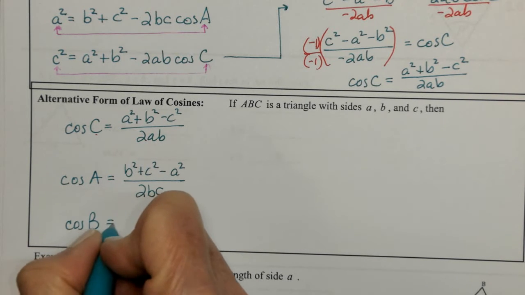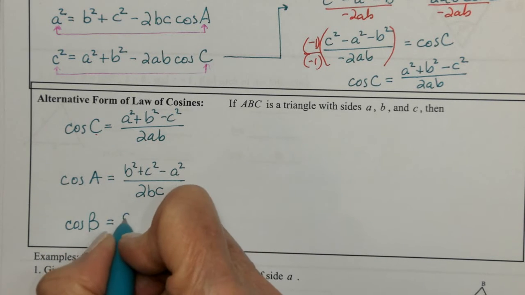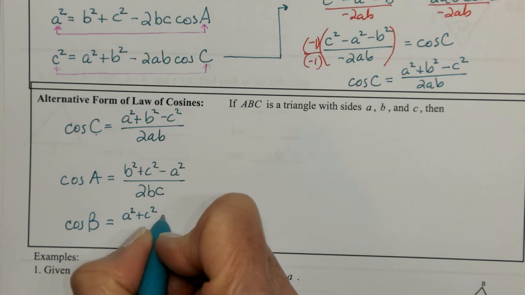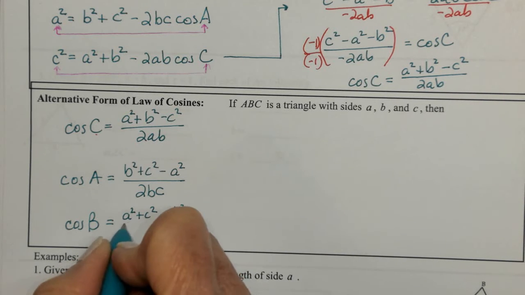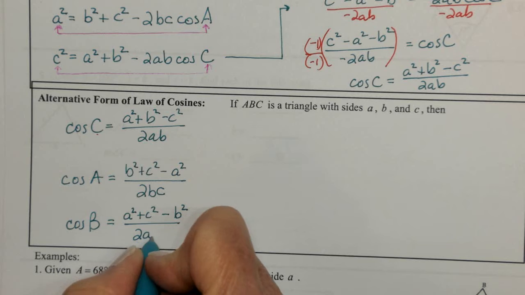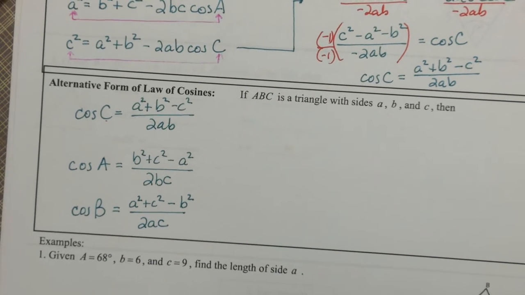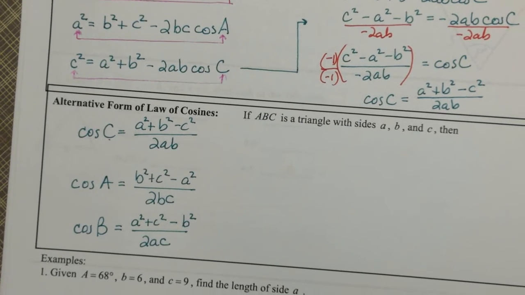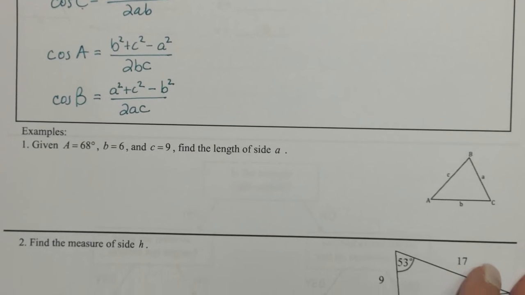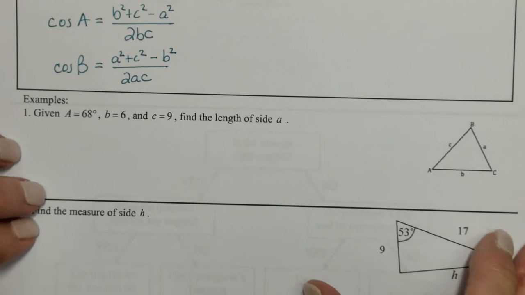If we're looking for angle B, I will add a squared plus c squared minus b squared divided by 2ac. So that is the alternative form of law of cosines. Okay? Let's look at an example.